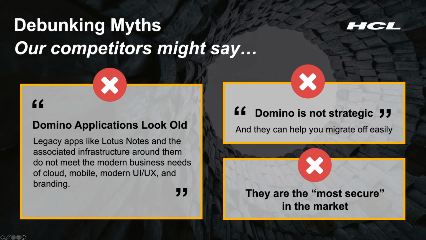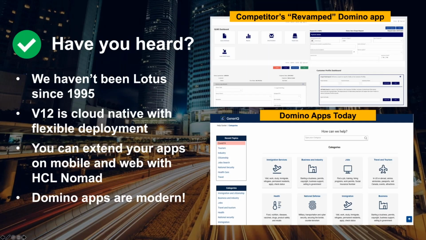So let me go through all of these one at a time. First, there was a paper published a couple of months ago where they were saying Lotus Notes this, Lotus Notes that. Guys, we have not been Lotus Notes since 1995. We're called HCL Domino today, and it's a modern solution. In fact, one of the things we have done just recently is we have certified Domino to be a cloud native deployment. You can take any Domino application today, you can make it mobile, you can make it web, literally without writing a single line of code.